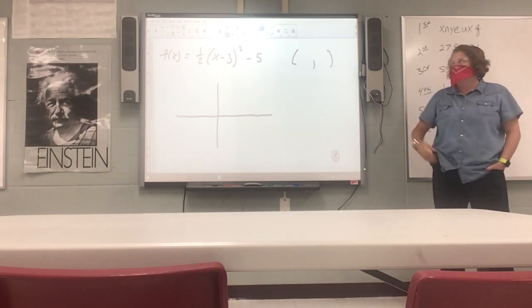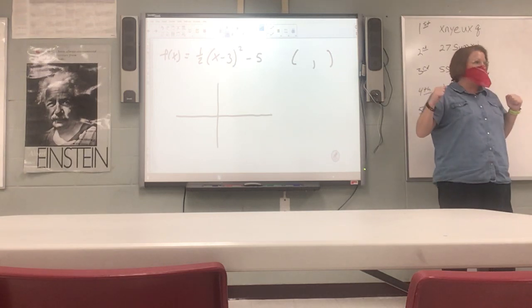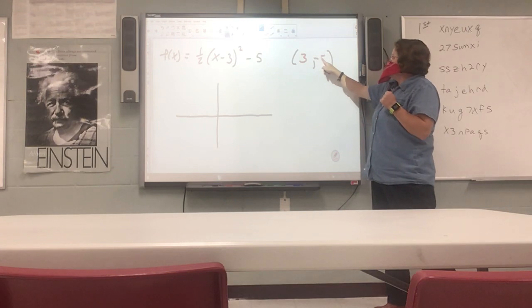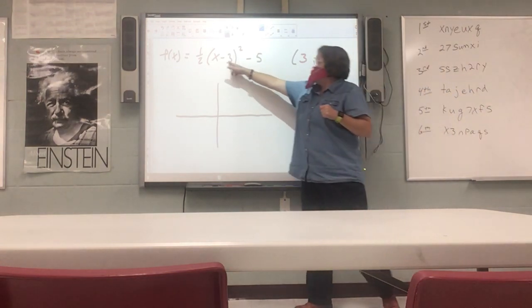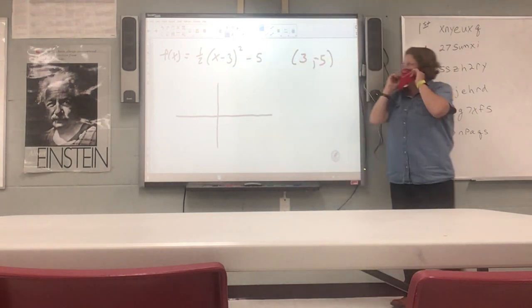What'd you come up with for the vertex? 3, -5. That's exactly correct. Great job. Anybody not sure about that? Opposite sign here is what it is on the end. Two thumbs up, great job.